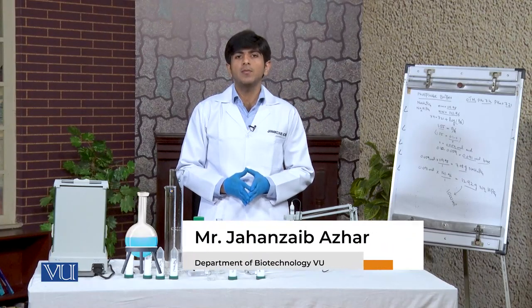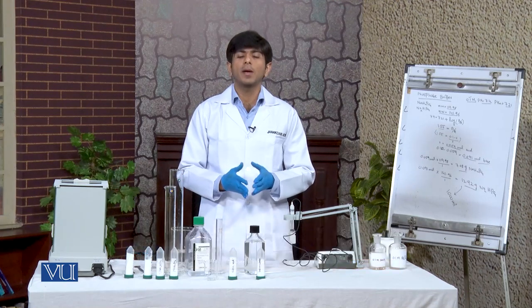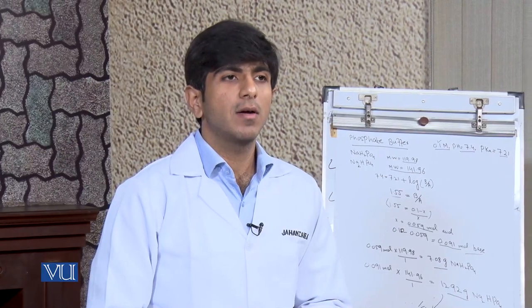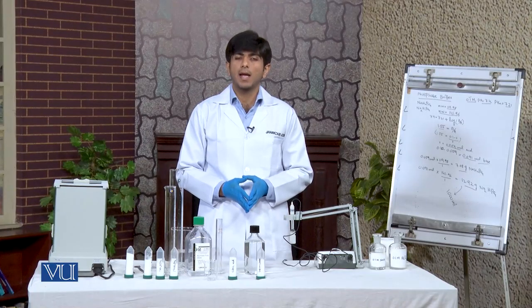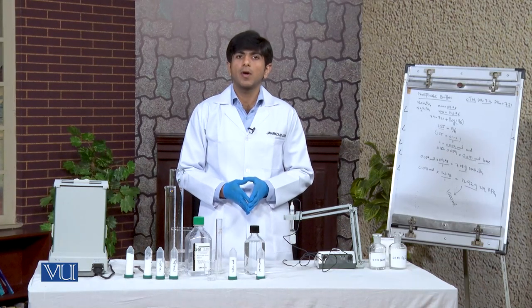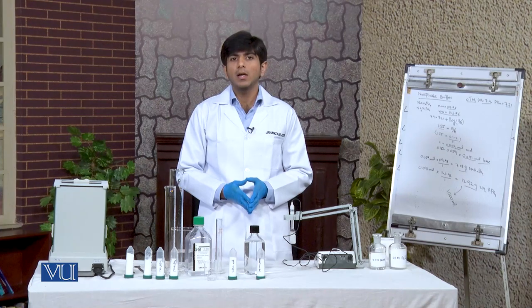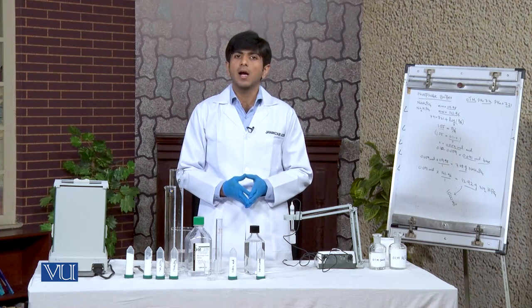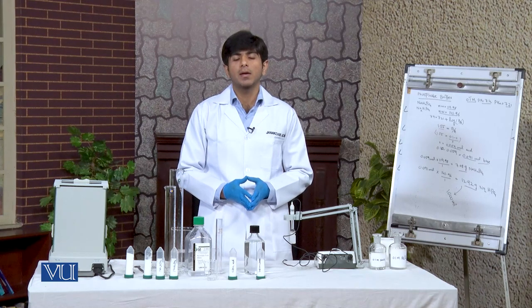So in this practical, we have analyzed how to make a buffer, and we have made phosphate and citrate buffer. In order to make any buffer in the lab, you have to do some calculations, and then after measuring the desired quantity, you can easily adjust the pH through a pH meter and make the buffer solution.